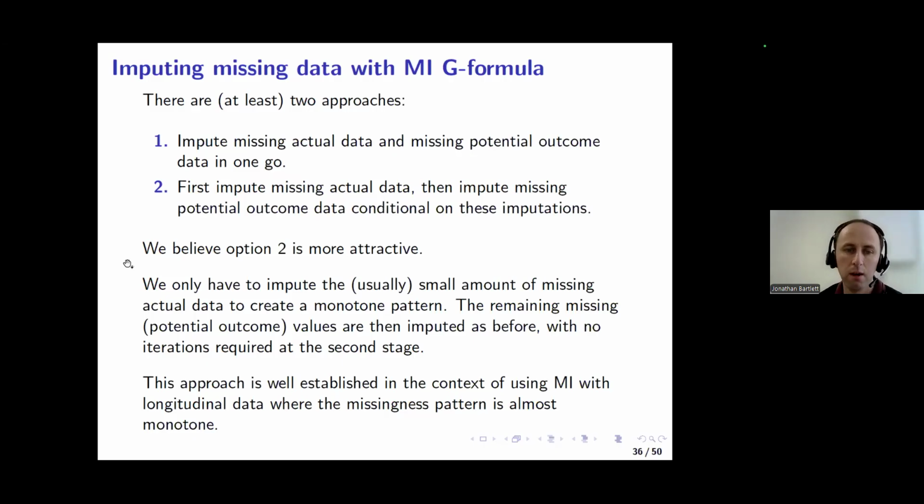more attractive because, assuming that the amount of missing data in the original data set is relatively small, we just have to impute that small amount of missingness to create a so-called monotone missingness pattern. And then at the second stage, you don't have to repeatedly iterate around these models as you do in general when you have a non-monotone pattern of missingness. And this sort of approach to handling imputation of missing data when you've got a combination of monotone missingness and intermittent missingness is quite well established in the missingness context.